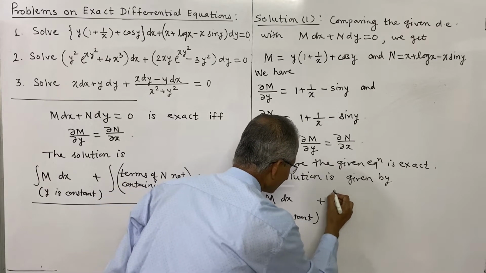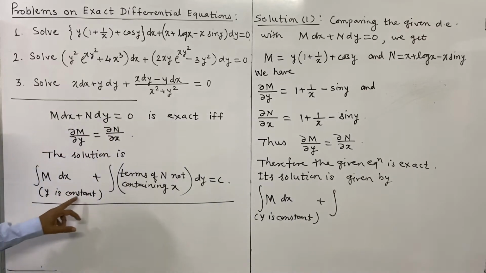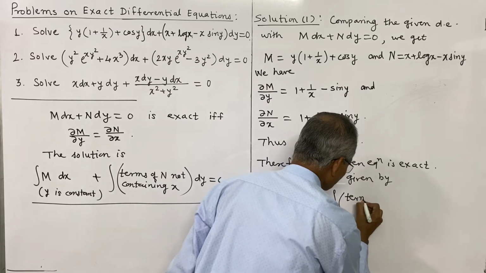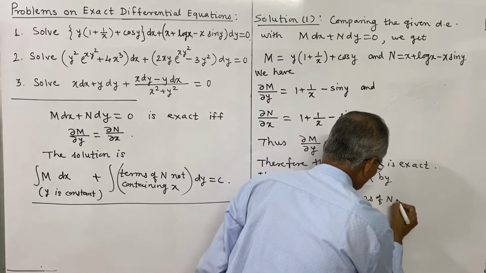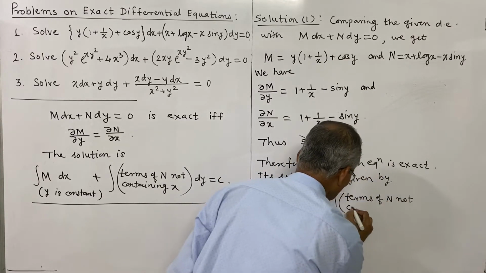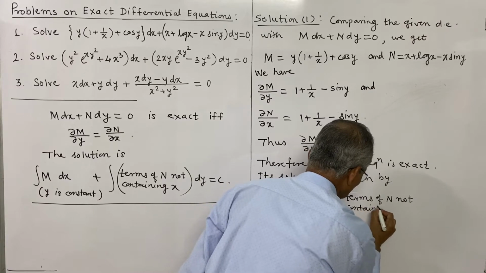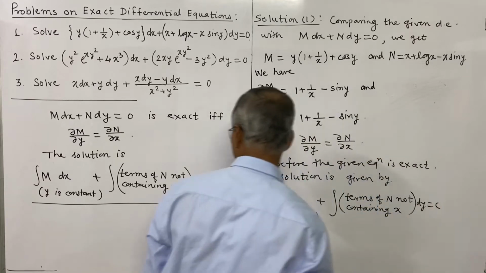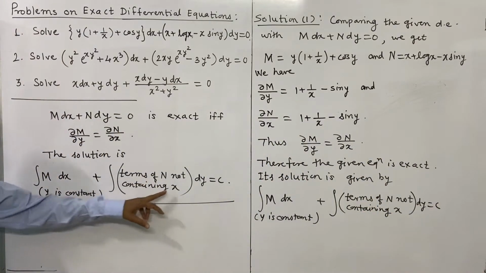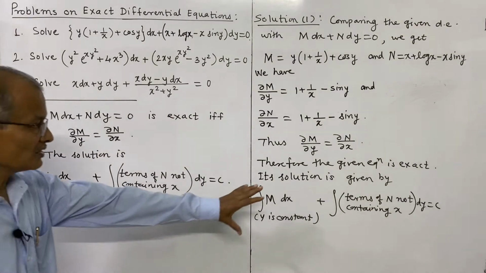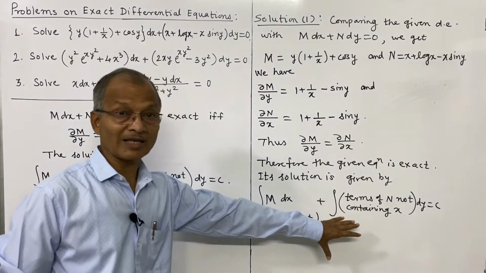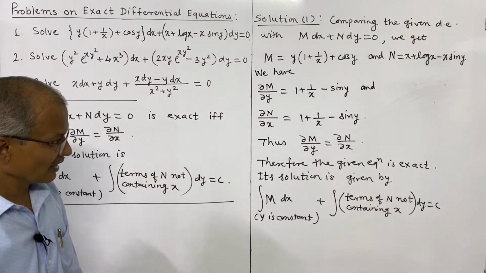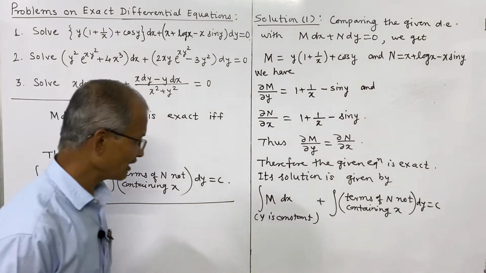We are writing again the same rule. Integral M dx, y is constant, plus integral of terms of N not containing x into dy is equal to c. So the solution is given by this rule, and now it is easy to express the terms, and then after integration we will get the solution.